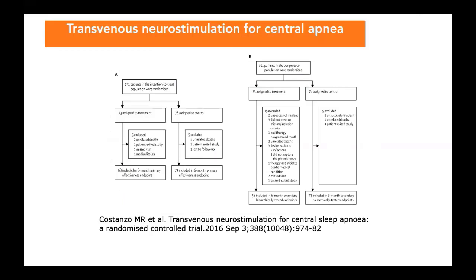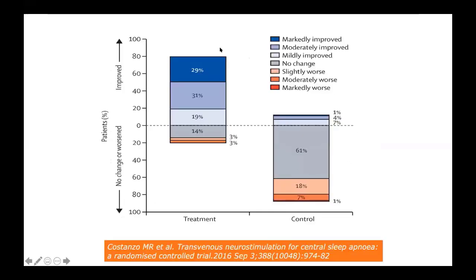And one last thing, transvenous neurostimulation. Again, if it's the carotid, can we stimulate one phrenic and get it to work? Well, this is the pivotal study that was used to obtain the FDA clearance. And what you can see is that in the treatment, 29% markedly improved, 31% moderately improved, 19% mildly improved. So this is actually a significant improvement in more than 80% of the patients. So this is not a bad outcome.